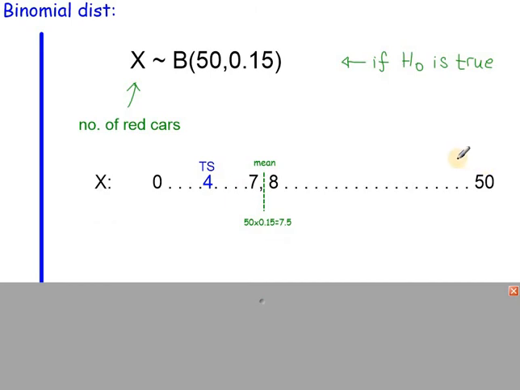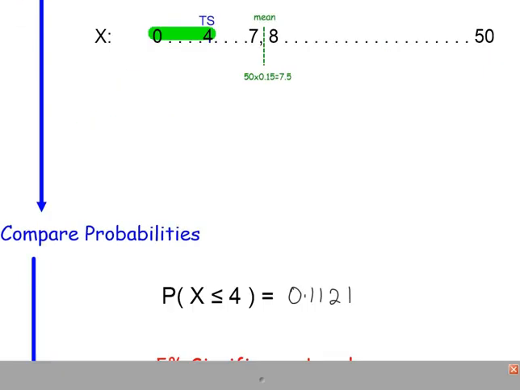So on my number line here, X, the number of red cars in the 50 that were randomly selected, could be 0 or any other value up to 50. The test statistic is 4, which is the number of red cars in our random sample of 50. The mean of this binomial distribution is n times p, which gives 7.5 here. We need to calculate the probability of this region, P(X ≤ 4), which is 0.1121.